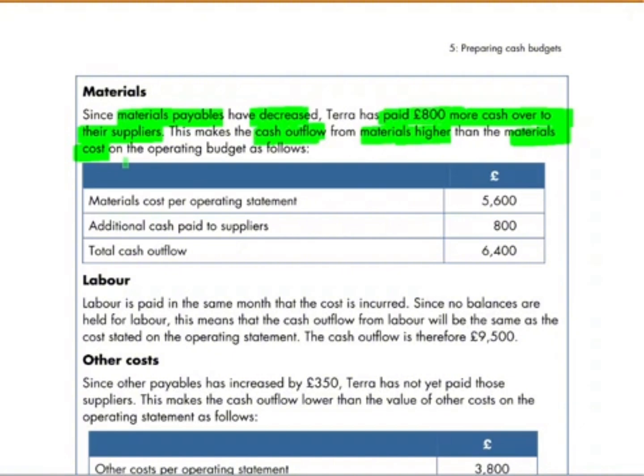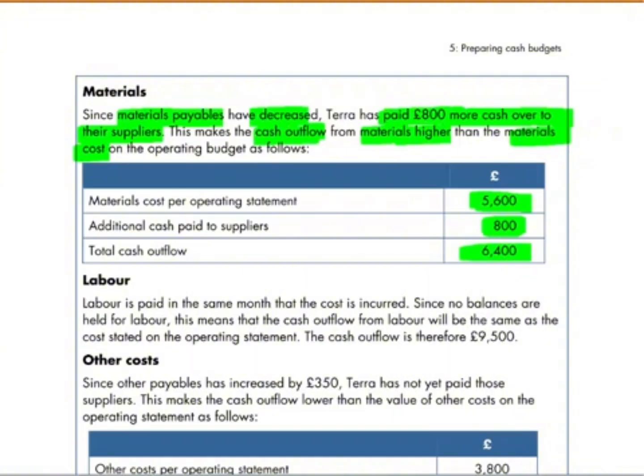So to calculate the cash outflow from materials, we take the £5,600 expenditure on the operating budget. We're going to add on the additional £800 paid over to suppliers. So that means our total cash outflow from materials is £6,400.